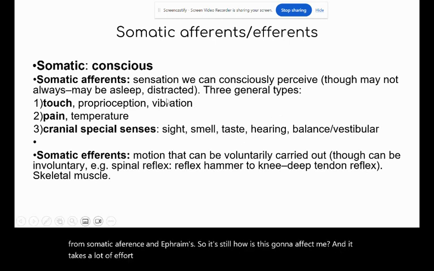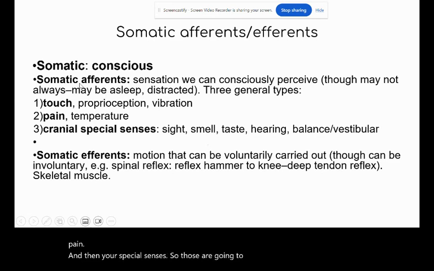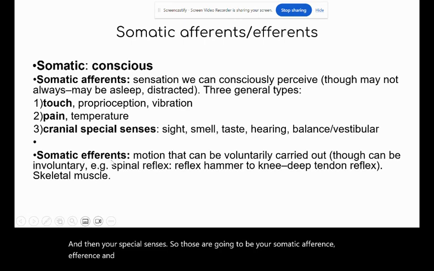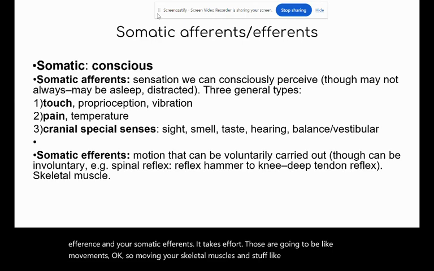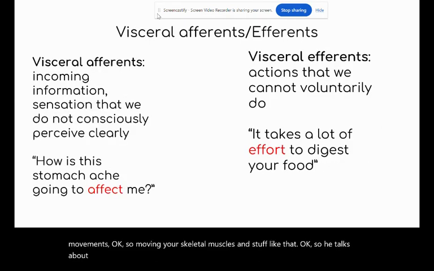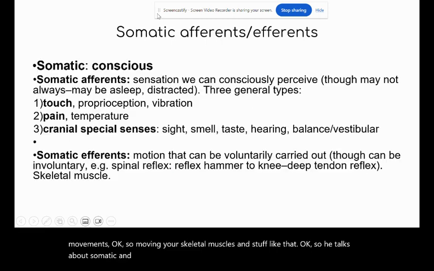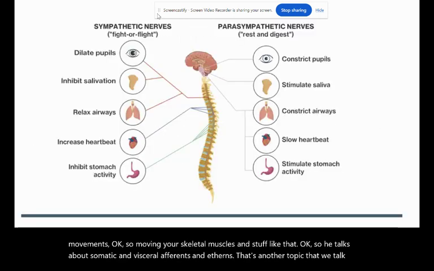But somatic, these are going to be conscious. So this is like touch, pain, and then your special senses. So those are going to be your somatic afferents. And your somatic efferents, it takes effort. Those are going to be like movements, moving your skeletal muscles and stuff like that. Okay, so he talks about somatic and visceral, afferents and efferents. That's another topic that we talk about today.